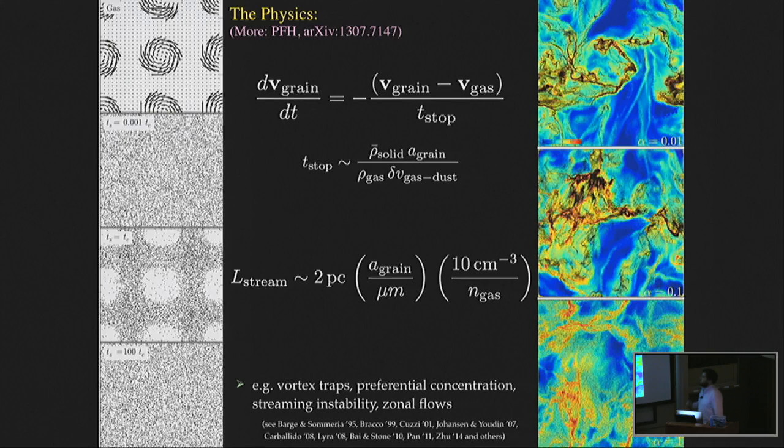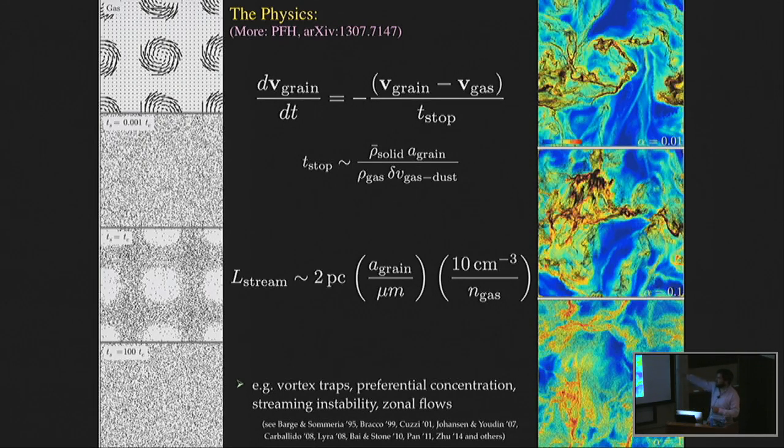So what is the physics? Since this is a very quick talk, I'm just going to give you the one sentence, but there's lots of literature on this. The idea is, as I said, dust moves as an aerodynamic particle. It obeys the equation on top, where there's this drag time scale, or stopping time scale in the protoplanetary literature, that depends on rho solid, the internal density of the dust grain, a grain, its size, rho gas, the gas density, and delta V, the dust-gas relative velocity, which in the terrestrial and protoplanetary literature is always the case where the turbulence is highly subsonic.